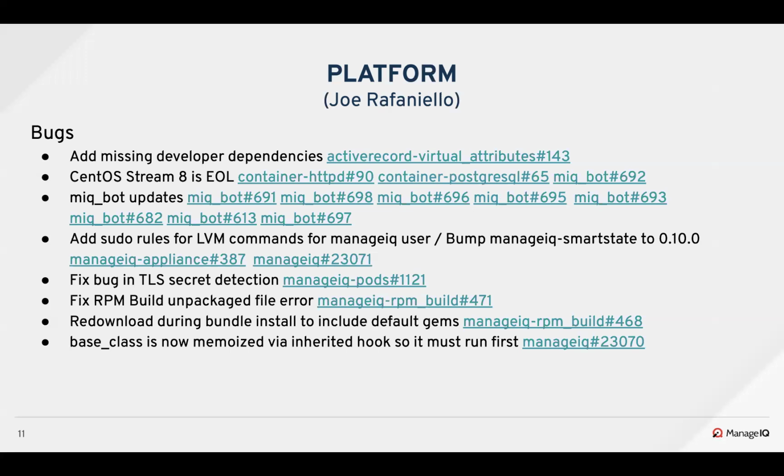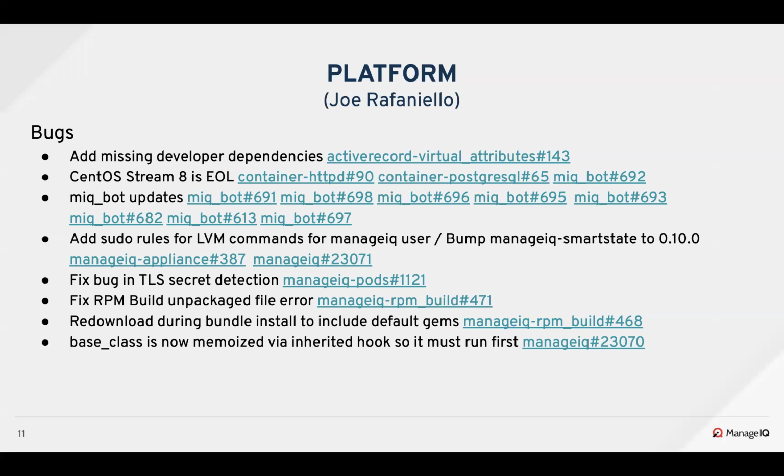Nasir fixed a bug for smart state analysis scans on appliances by adding pseudo rules for LVM commands for the ManageIQ user, and he bumped to the latest smart state. Brandon fixed a bug where the TLS secret was deleted, but undetected because we were checking that the database secret existed instead. And Brandon also fixed the packaging issue after that smart state analysis bug fix. Brandon also fixed yet another bug, this time in telling bundle install to re-download so the default gems get included correctly and system ones aren't used.